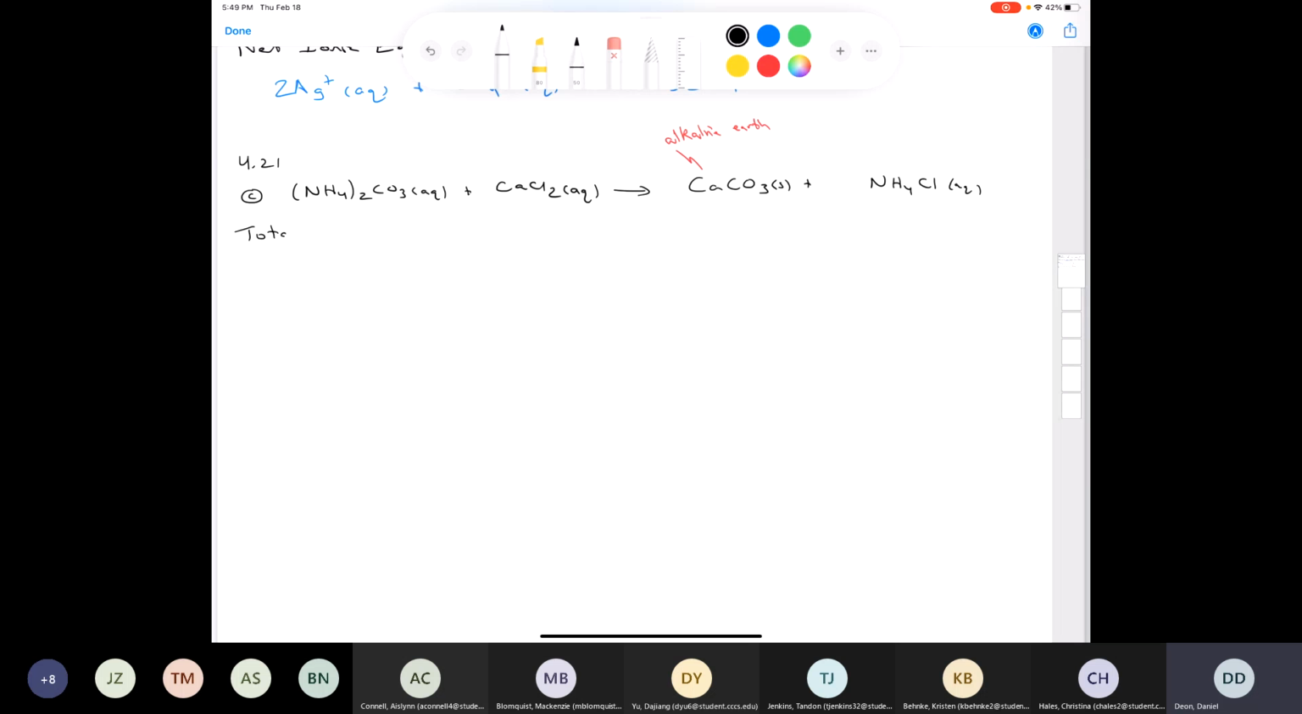Now we need our total ionic equation. Everything that's aqueous, we're going to break apart into ions. So we have 2 ammonium ions plus a carbonate ion, 2 minus here. Plus, we've got calcium 2 plus ion plus 2 chloride ions. Produce calcium carbonate. It's a solid.